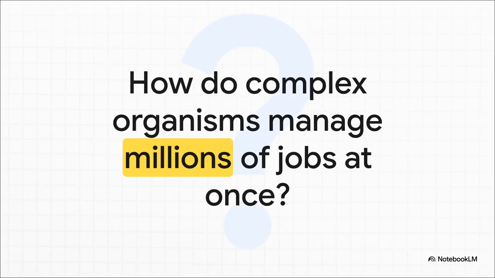Just stop and think about it for a second. You've got a giant tree, you've got a human. Millions of jobs are happening all at once. Nutrients are getting moved around, muscles are contracting, messages are zipping back and forth. How does this not just descend into total chaos? Well, the answer is actually pretty elegant: specialization and organization.